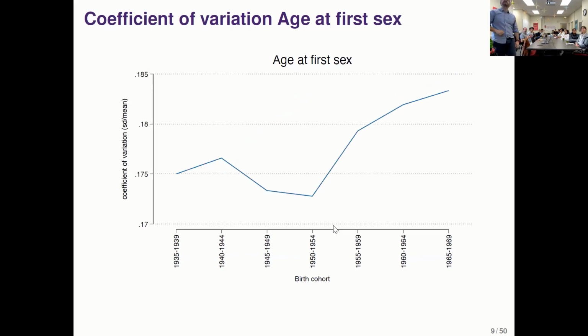And there's more dispersion among the later cohorts. And this is for age of first sex. The scale is a bit different here, so it's a bit unstable, with some sort of increase at the end.